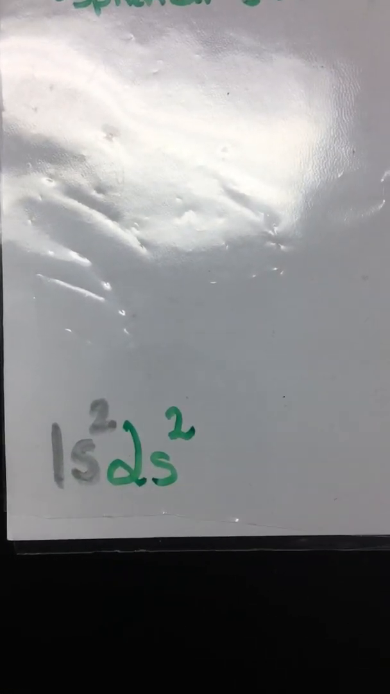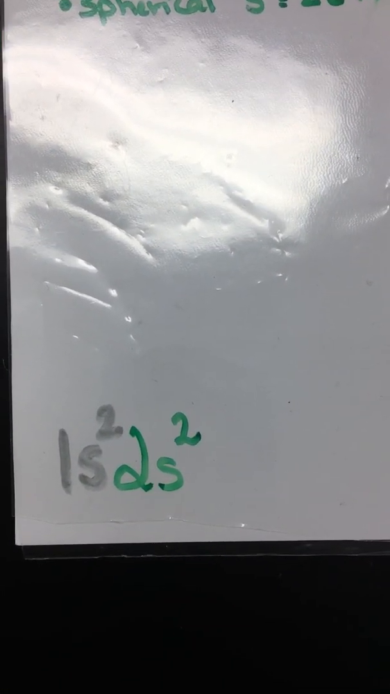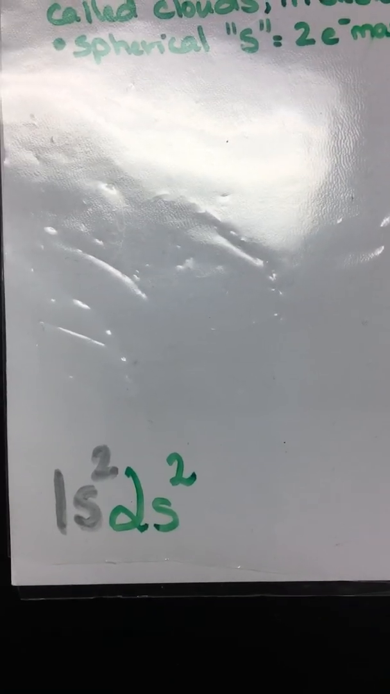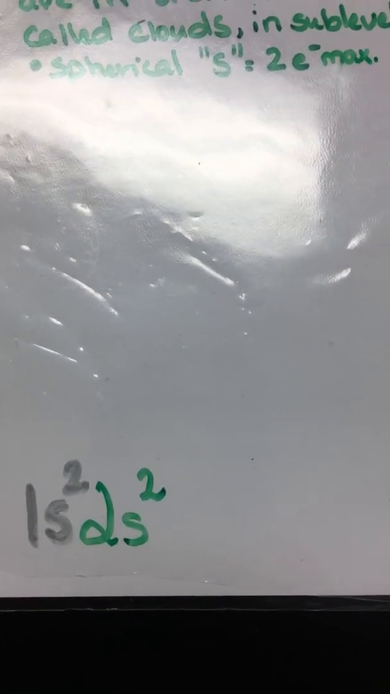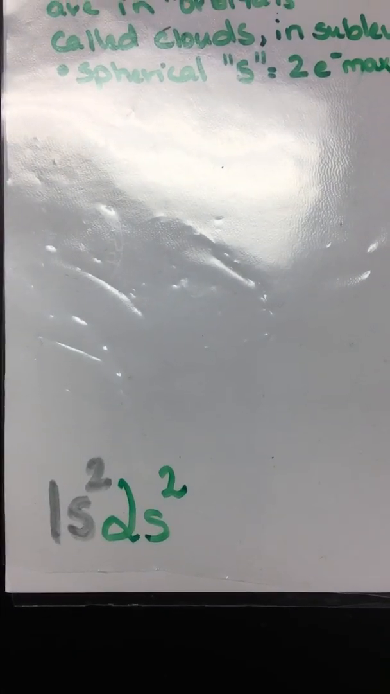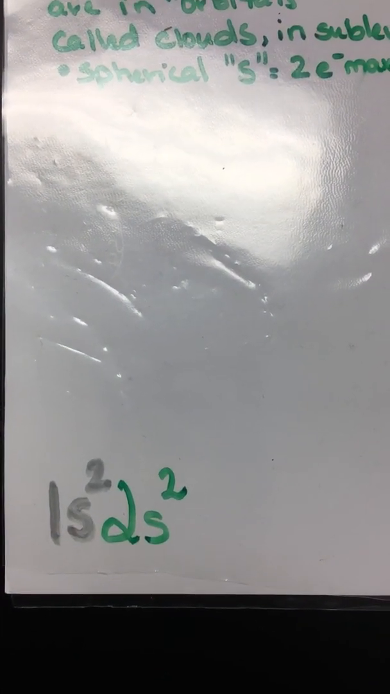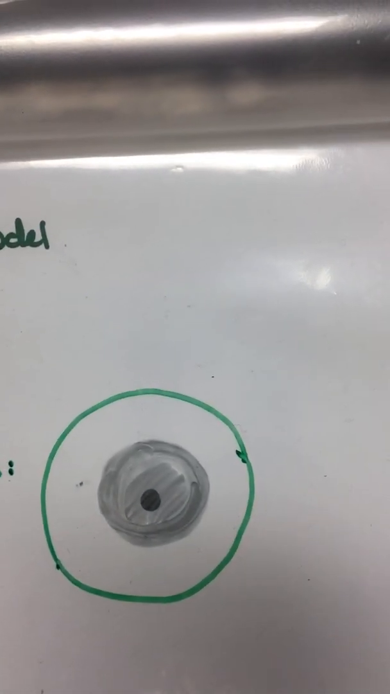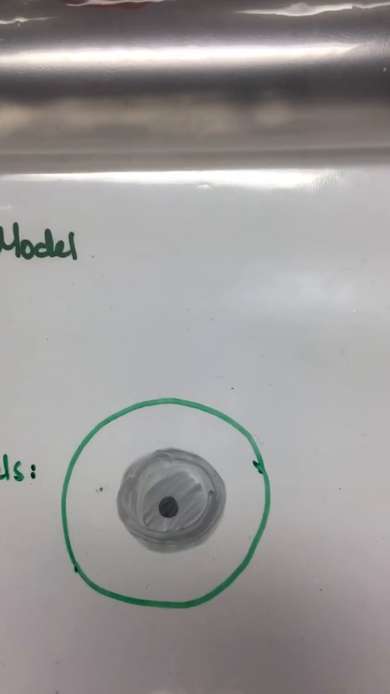But now our configuration has grown. We had 1s2, and then on top of that we have 2s2. So in the second energy level, we so far have 1 sublevel. It's an S sublevel. It has 1 orbital, and it's holding 2 electrons, and it's spherically shaped. So our cloud model is getting bigger every time we add another energy level.